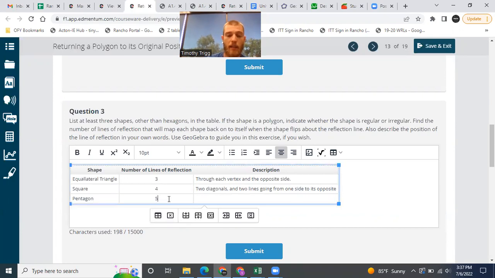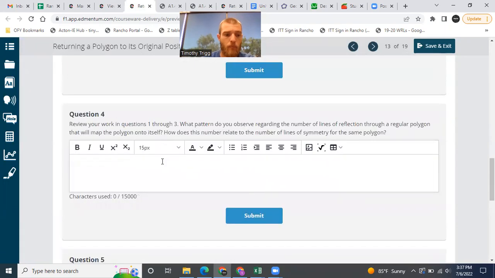Pentagon, how many lines of reflection? We should say that this is going to be a regular pentagon. We'll have 5 sides, 5 angles, and 5 lines of symmetry. And also from the previous section, 5 rotations onto itself. Okay, so how would we describe this? You could say just like how you did here. So through each vertex and the opposite side. Okay, generally odd numbered shapes will be the same there.